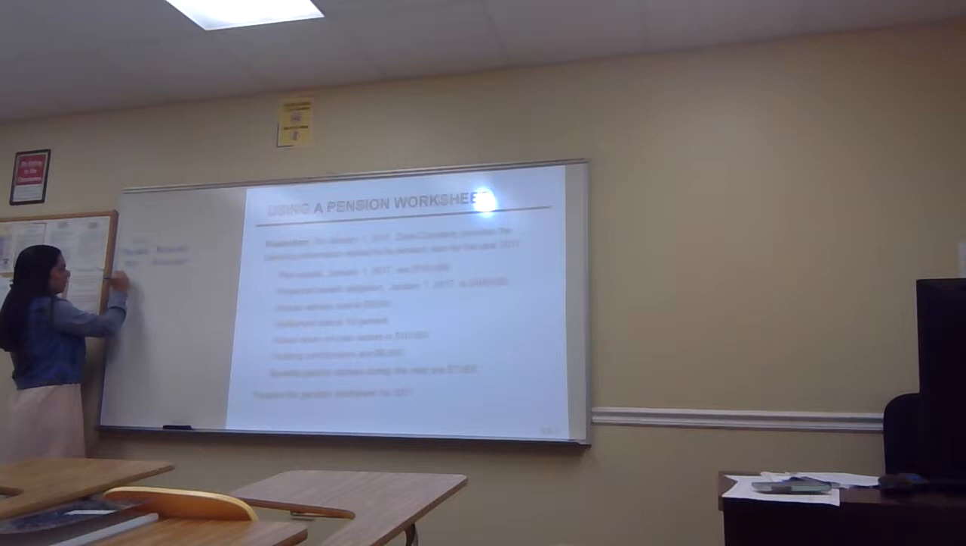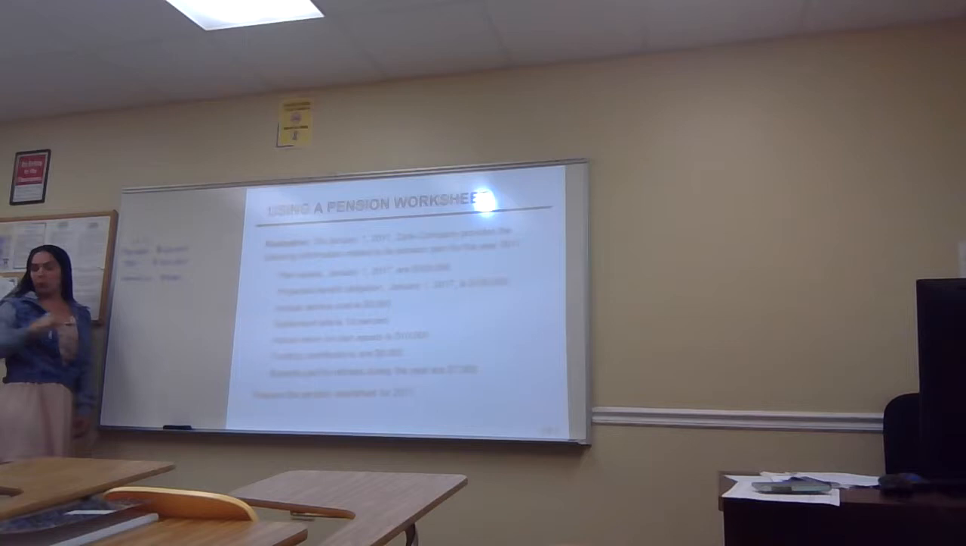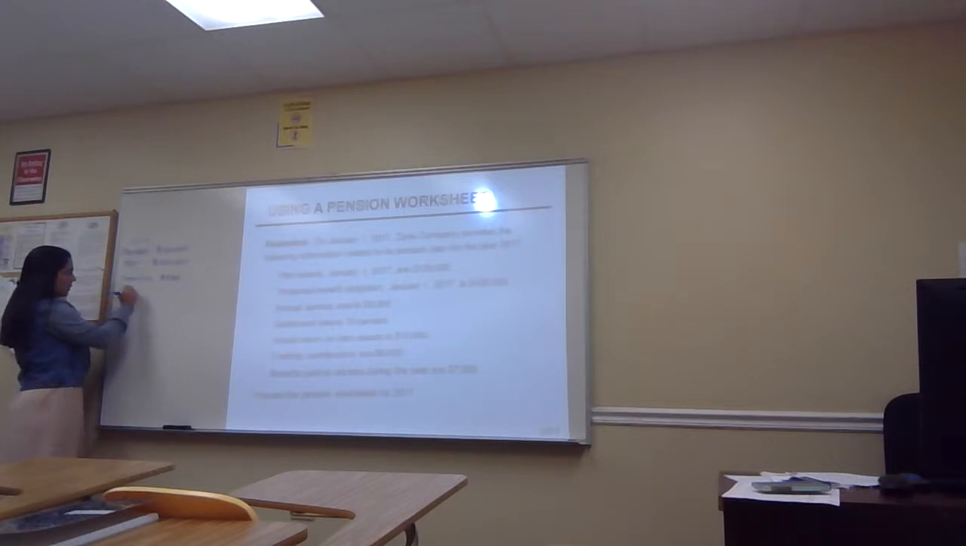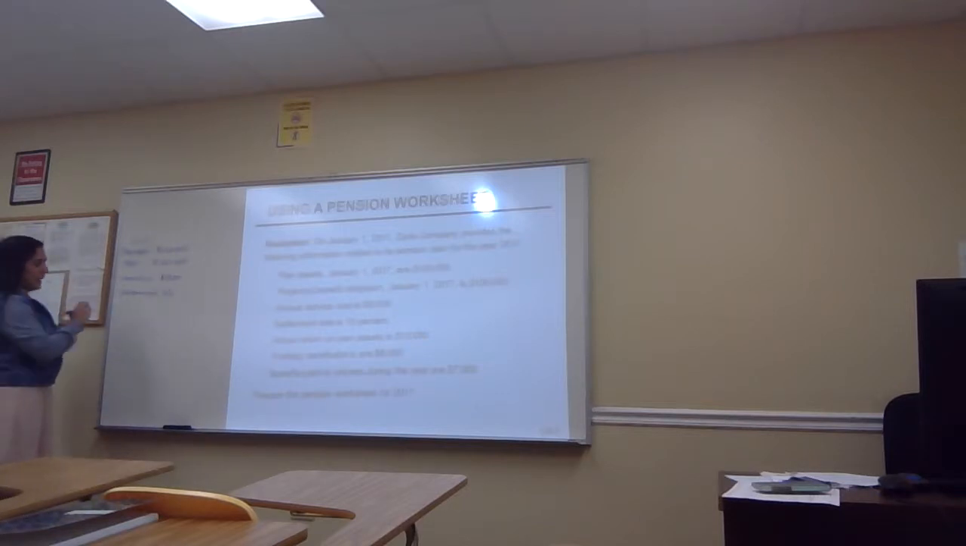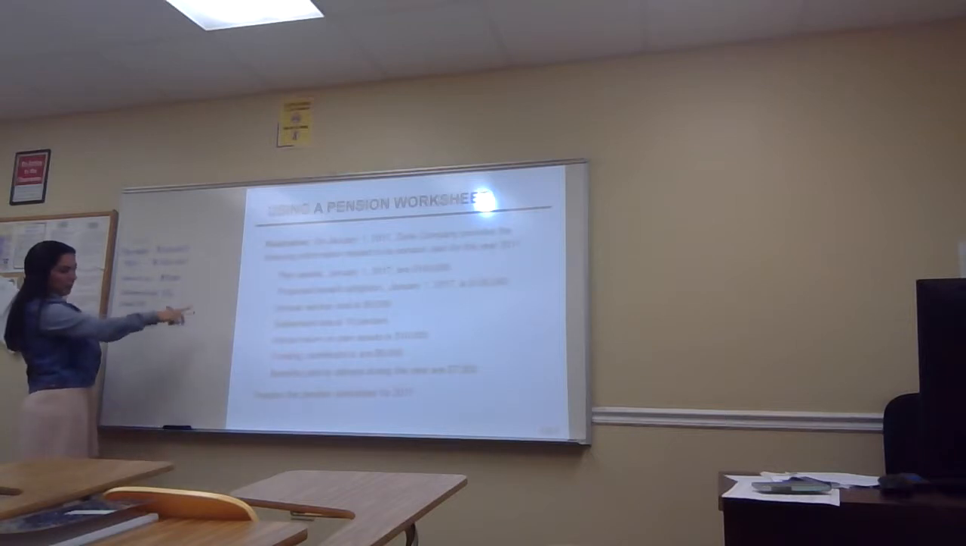Our annual service cost, $9,000, and if you recall from the last couple slides, that is a component of pension expense. So we already know that that's going to go under our pension expense column. Our settlement rate, which is also known as our interest rate, is 10%, which is also a component of pension expense. Our actual return on plan asset, so actual increase, is $10,000.